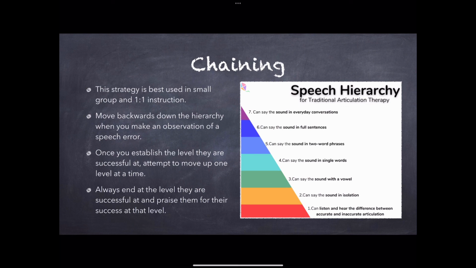Chaining is a strategy to use with students on the fly during small group or one-to-one instruction. For example, if the student says, "Would you like one turn more?" Ask the student to say it again, trying to hit the word more. "Would you like one turn more?"